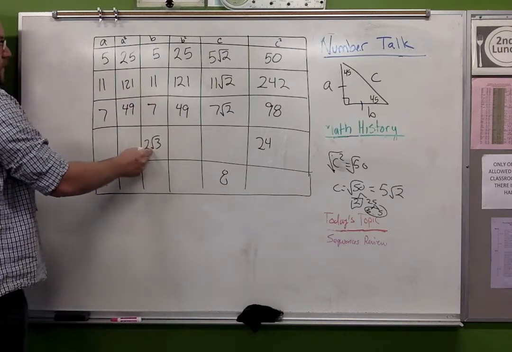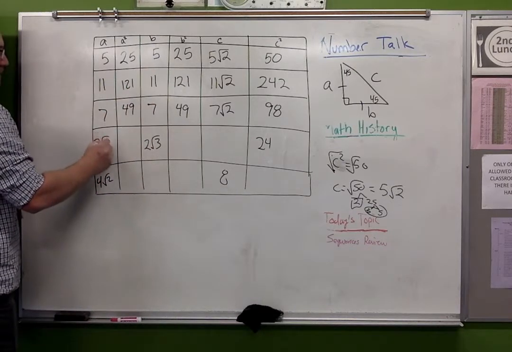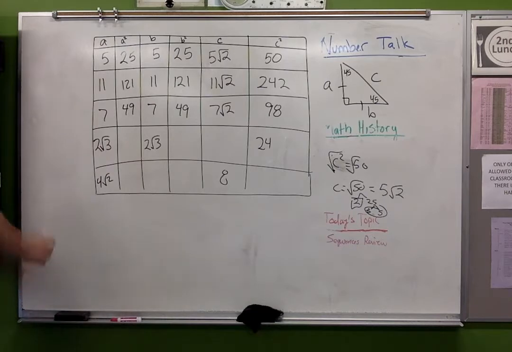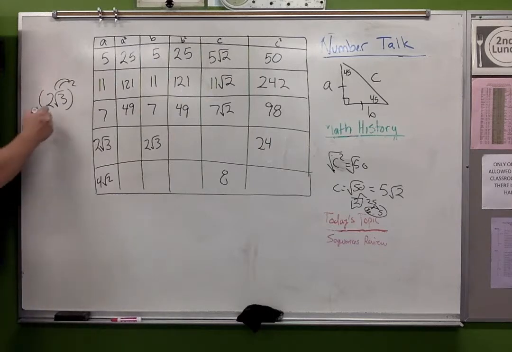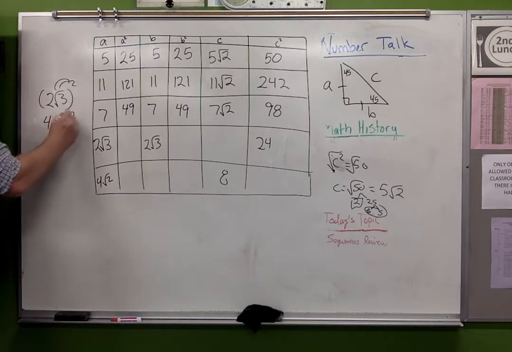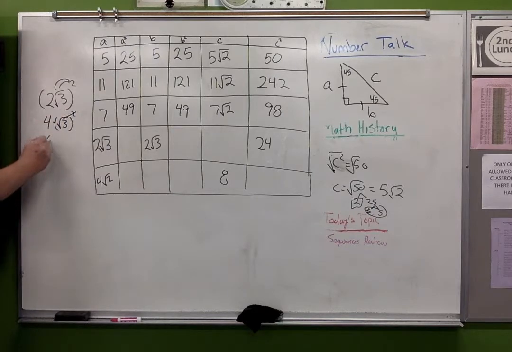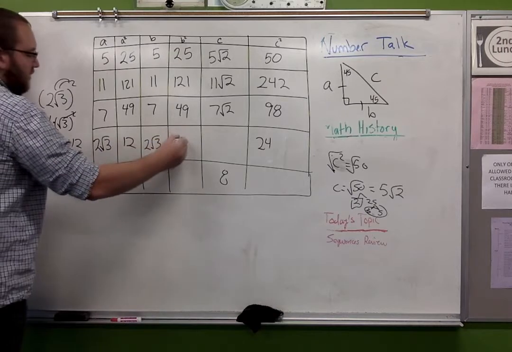B here is 2 square root of 3, so A also has to be 2 square root of 3. A squared is 2 square root of 3 squared. The square applies to everything. So 2 squared is 4. Square root of 3 squared, right? The square root and the square undo each other. So 4 times 3 is 12. So this is 12. This also has to be 12.